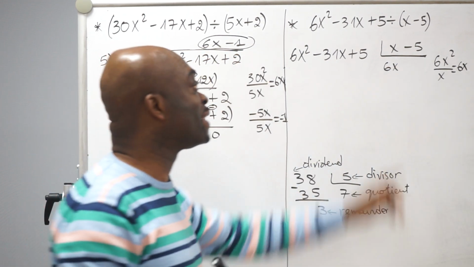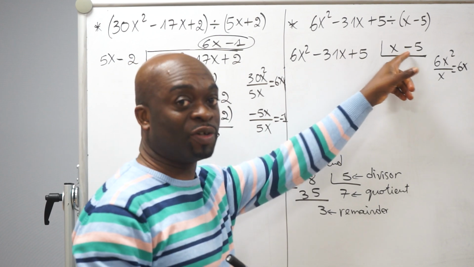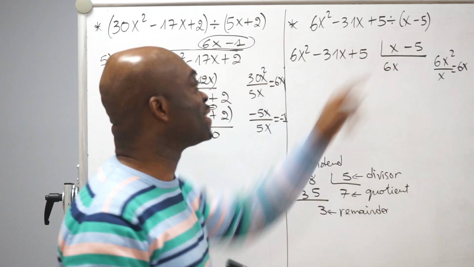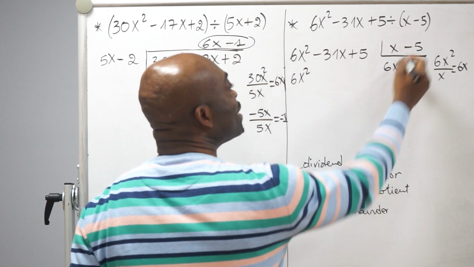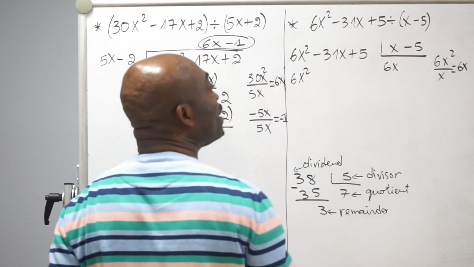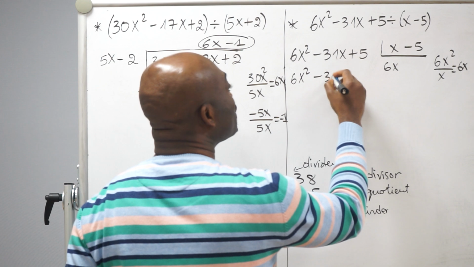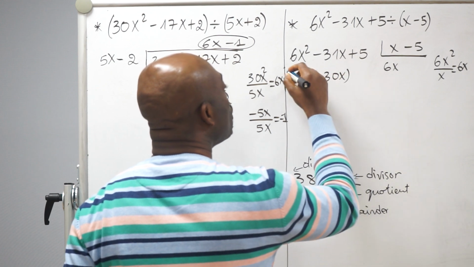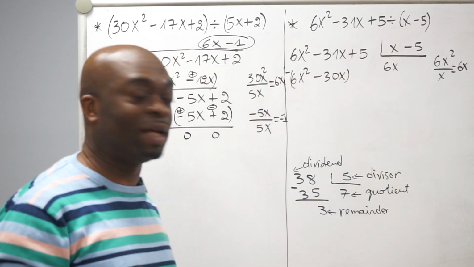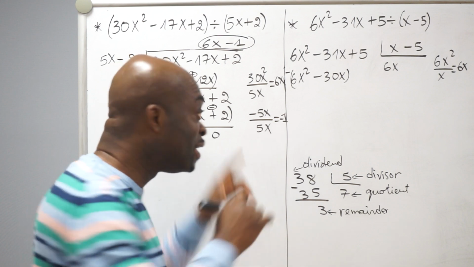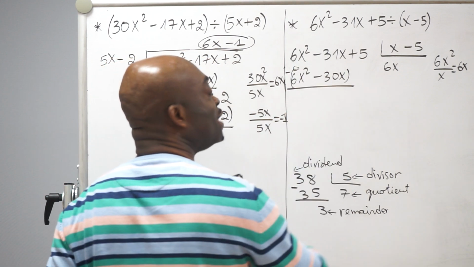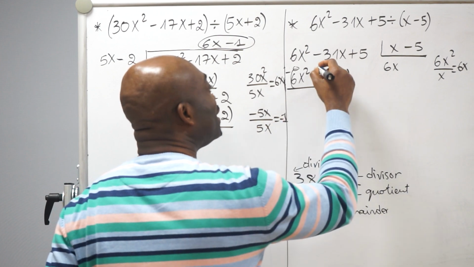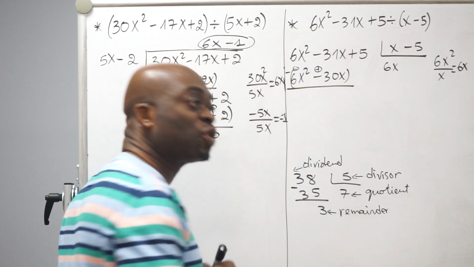And then we take the 6x that we multiply by the divisor. Same thing. So we take 6x times x. That will give us what? 6x squared. And 6x times negative 5. That will give us what? Negative 30x. And then also we subtract. Never forget about that. Same way as we subtract here, same way as we do it here. So then the first one here becomes negative term, and the other one becomes positive term.